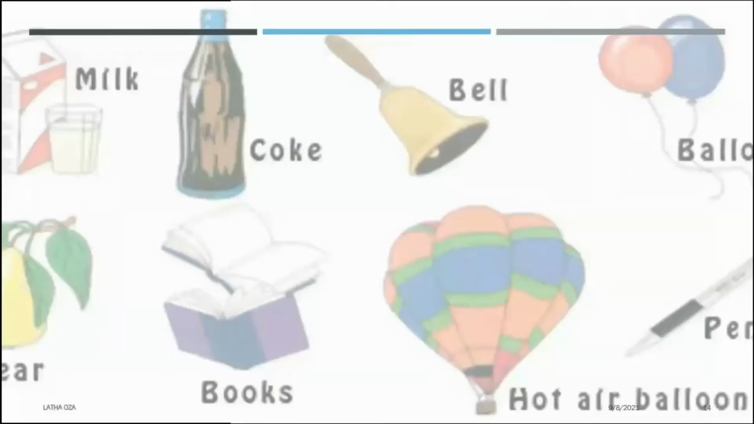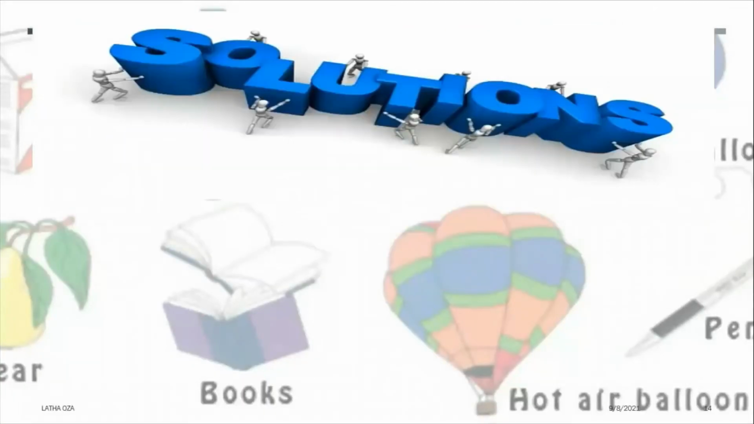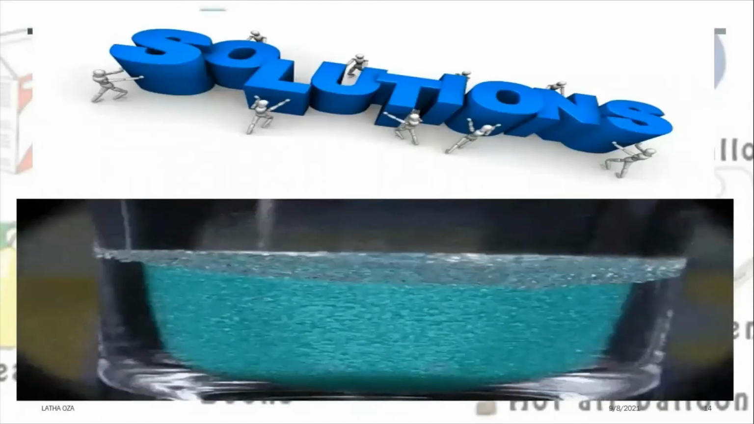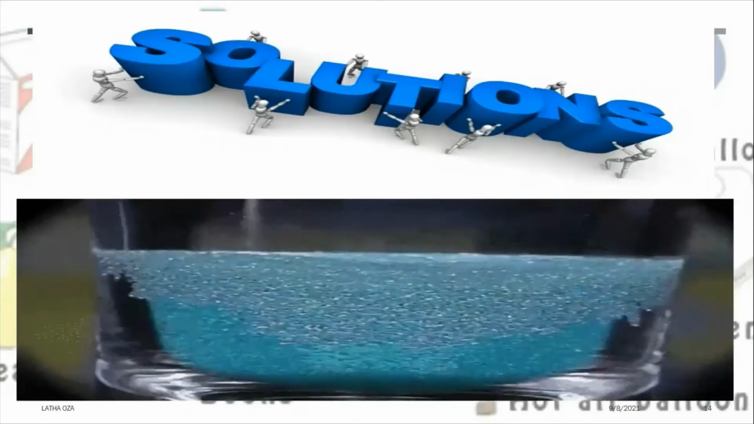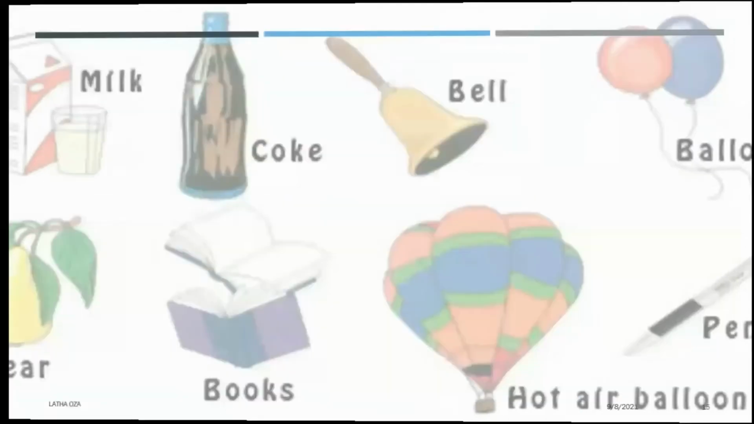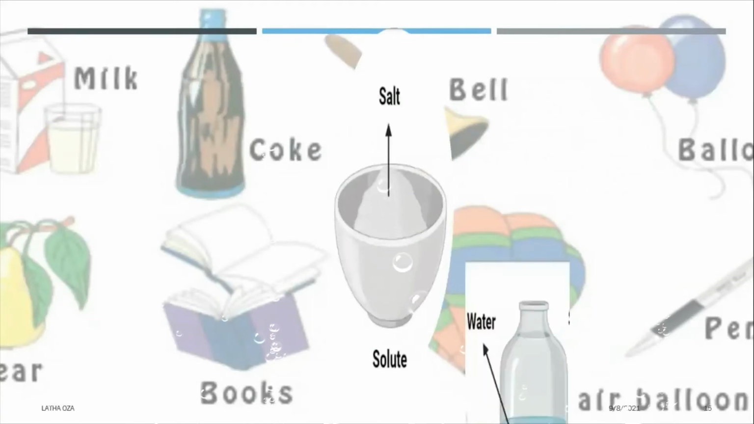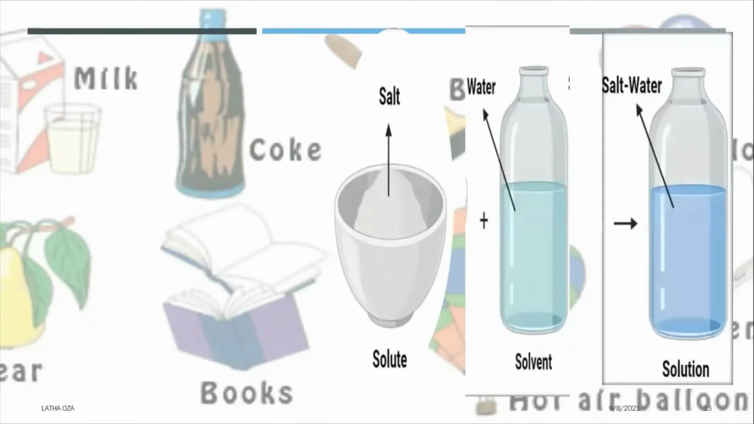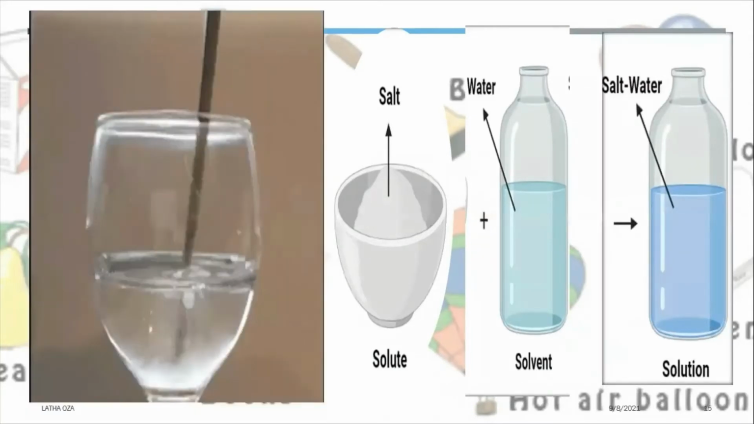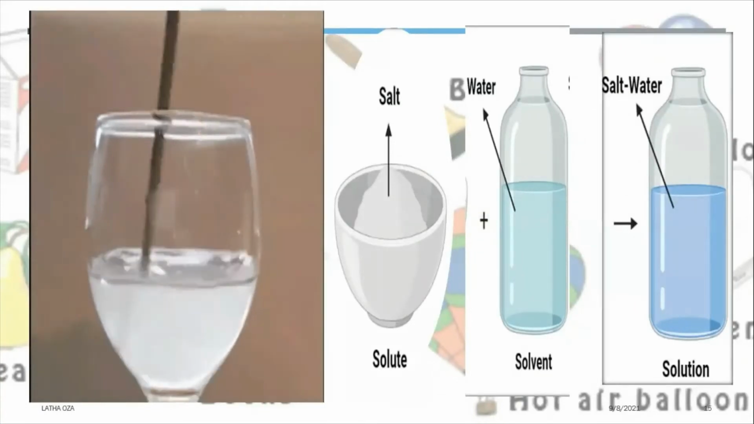Let us talk about solution. When 2 substances are combined together in such a way that they evenly spread and mix with each other, it is called a solution. For example, salt is a solute, water is a solvent. Salt plus water gives a salt solution. So, salt mixes and dissolves in water.